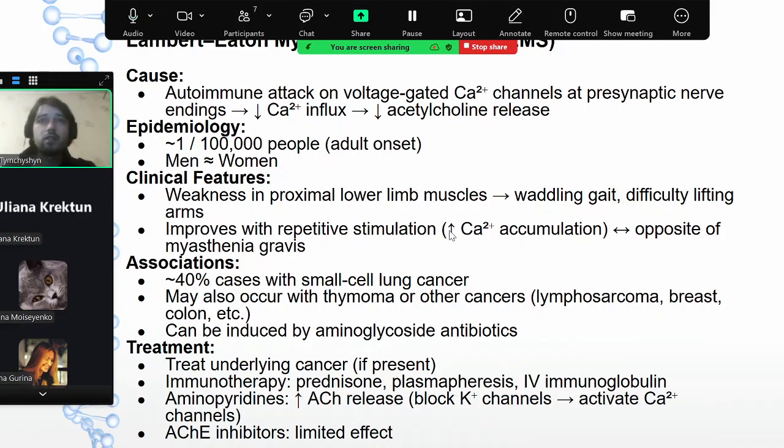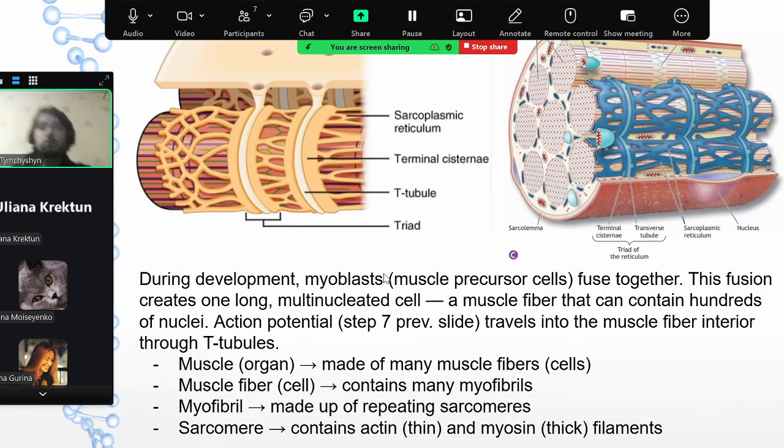So it's often associated with some sort of cancer, so the treatment is, first of all, to manage the underlying cancer, and of course the immunotherapy and aminopyridines that increase the acetylcholine release, blocking some of the potassium channels and activating some calcium channels. While acetylcholinesterase inhibitors have limited effect in this case. Good.